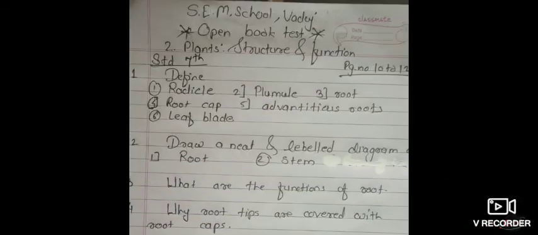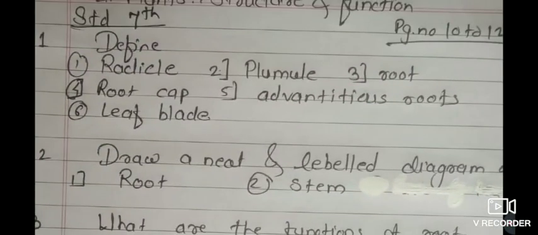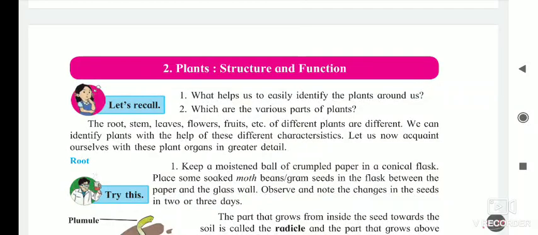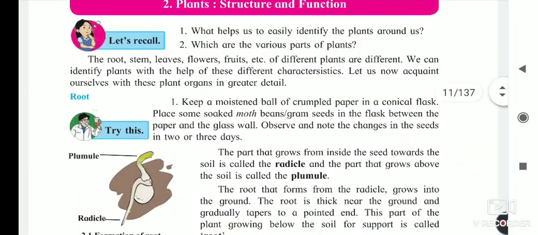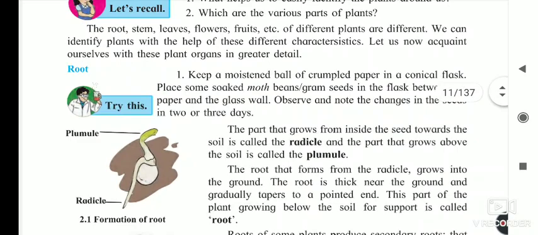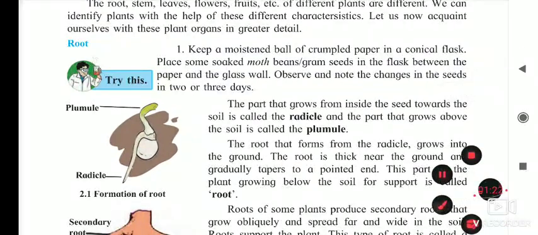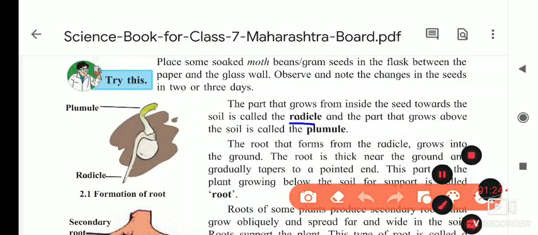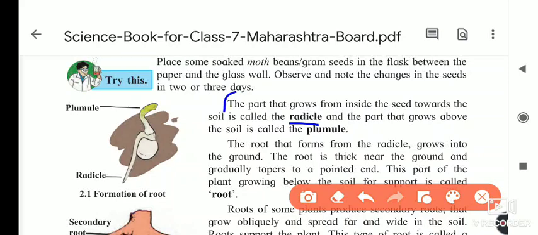First of all, we'll see how to find these definitions in the textbook one by one. Here is the lesson, plant structure and function, on which I gave you the open book test. The first definition was radical. If you are going through the textbook, you will notice that some bold letters are there, and here it is given radical. Near this you have to try to find the definition of radical. So we will see what is given here.